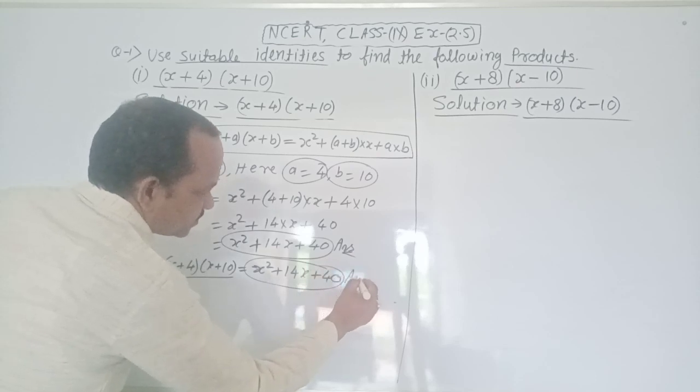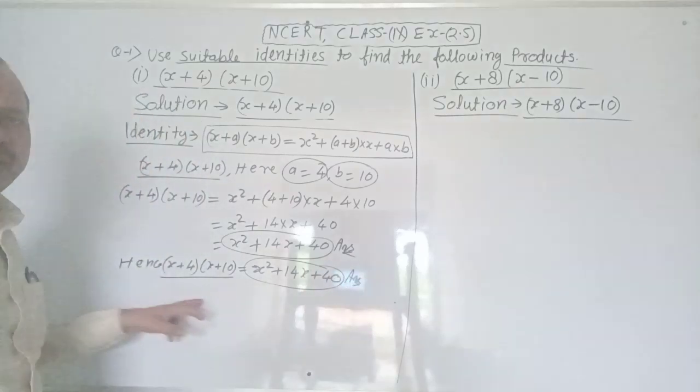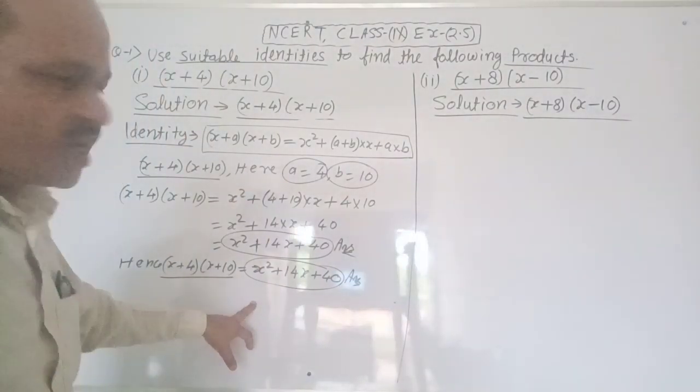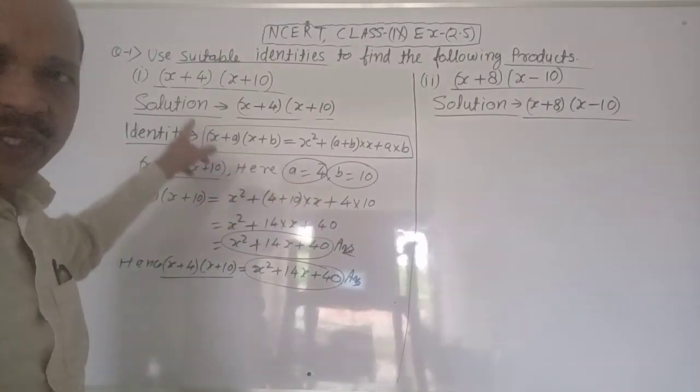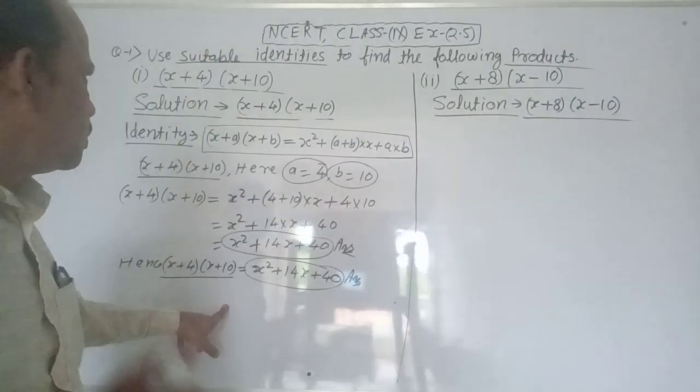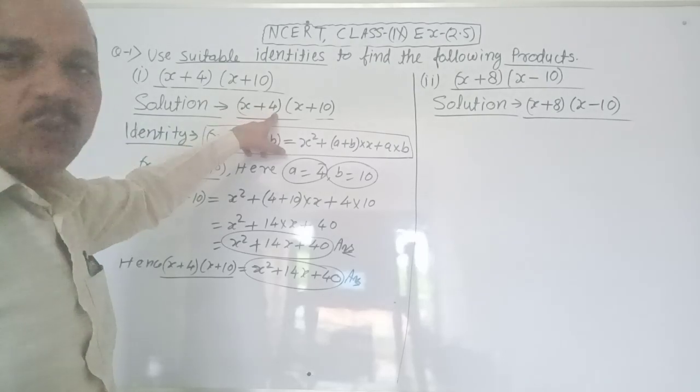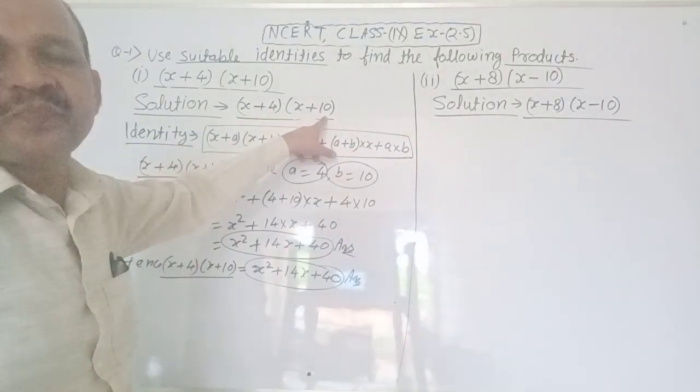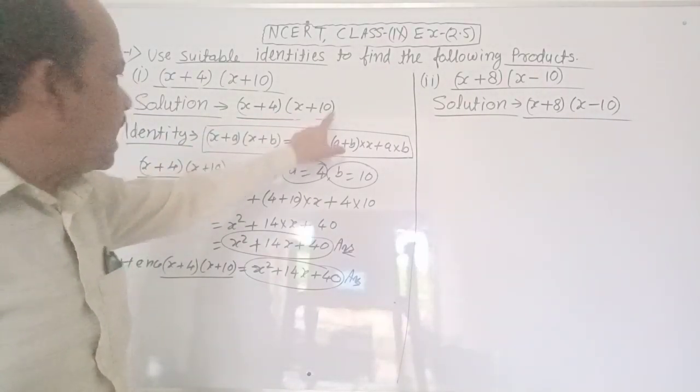Answer. You find your solution very easily. The solution is clear, no confusion about it. Very good. The question is (x + 4) in the first brackets, (x + 10) in the second brackets.